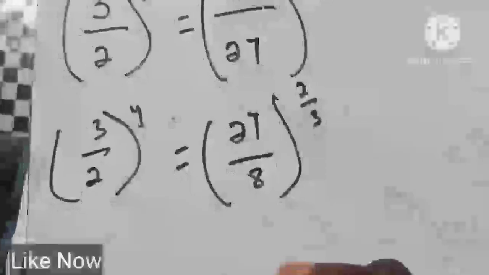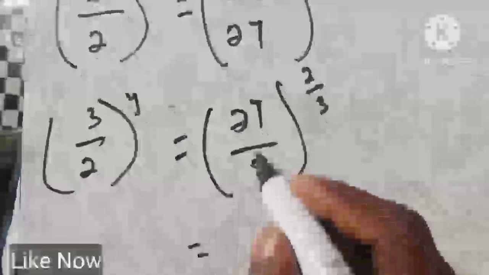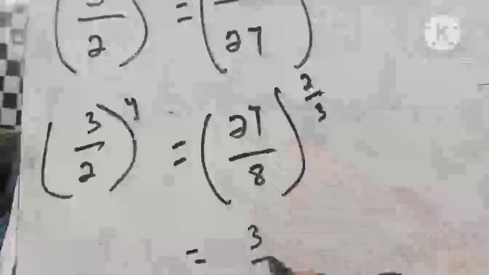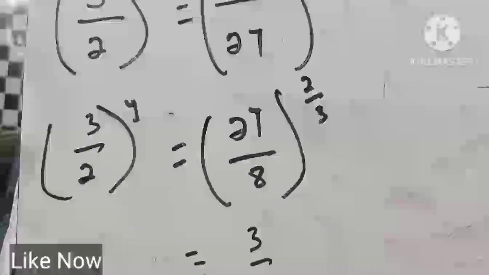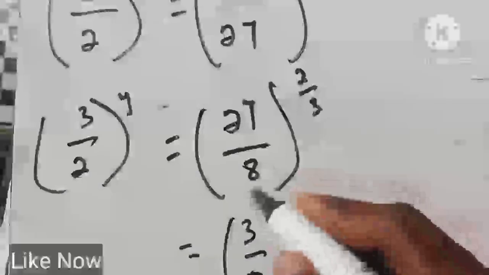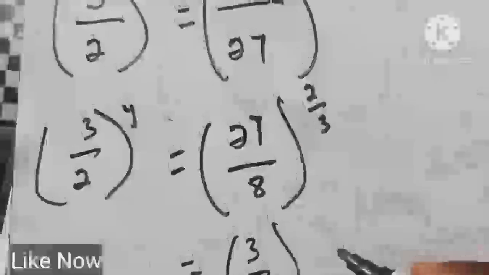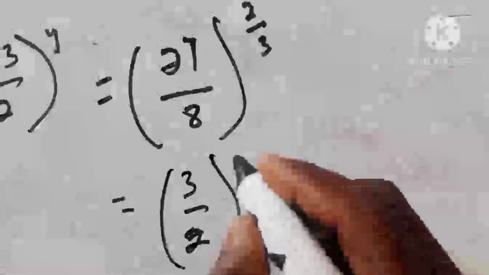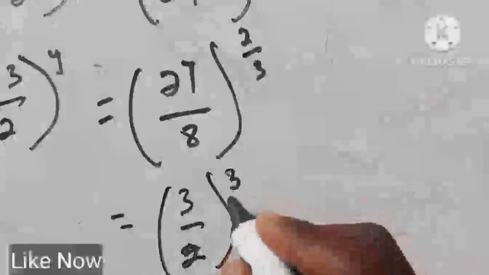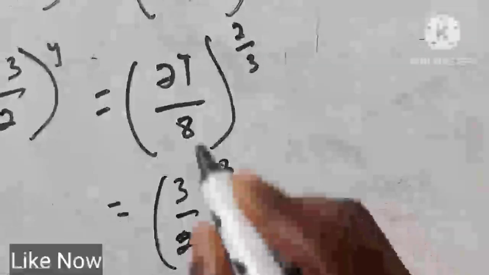Now we know where we are going, so this fraction can easily be reduced. If you want to reduce it, what are we going to use? Here we have 3/2, raised to the power 3. Can you see? 3 raised to the power 3 gives us 27, and 2 raised to the power 3 gives us 8.